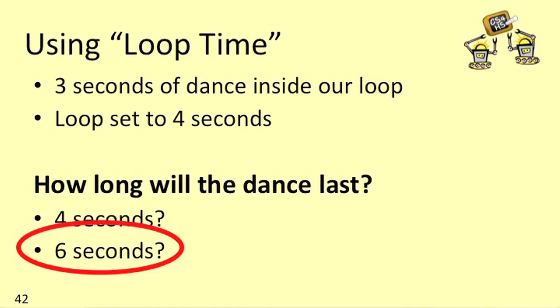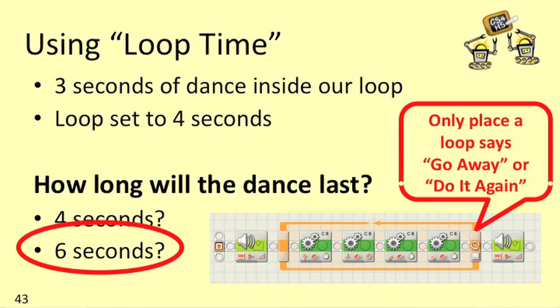The one tip I'll give you is that you trace time loops exactly the same way you trace count and forever loops. If you want, pause this video here for a moment before continuing. The answer is that the dance will last for 6 seconds, because the only time you can leave a loop is at the exit when it determines whether it should go away or do it again. Let's trace this loop so you can see what I mean.